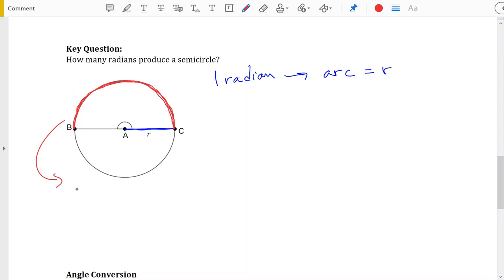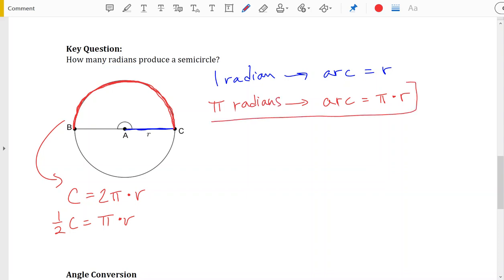BC is a semicircle, so it's based on the circumference, and we know that circumference is calculated as 2 pi times radius. And a semicircle being half of that is going to give us pi times radius. So instead of having an arc that is equal to the radius, we have an arc that is equal to pi times the radius. And in order to produce an arc that is pi times the radius, we are going to need pi radians.